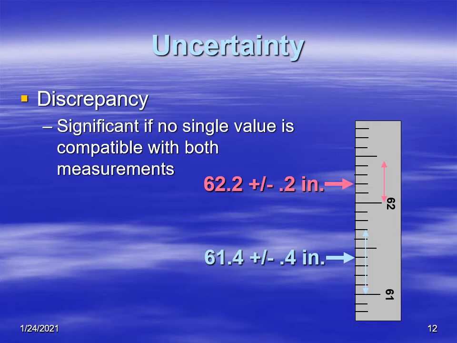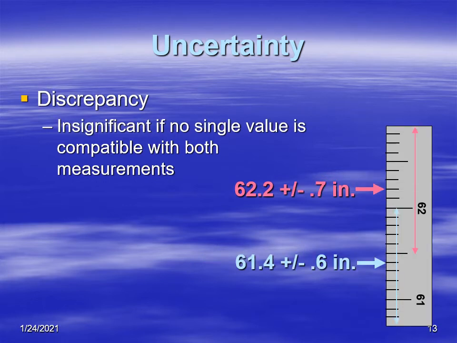Looking at this ruler, you can see that our first measurement, 62.2, has an uncertainty or absolute error of plus or minus 0.2 inches. And the other measurement is 61.4 plus or minus 0.4. When we plot that on the ruler, you can see that there is no overlap between these two measurements. So that means that the discrepancy is significant. These two values do not overlap, and there's not an area where they are the same.